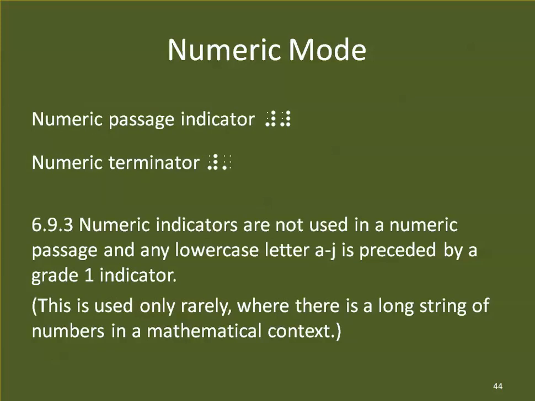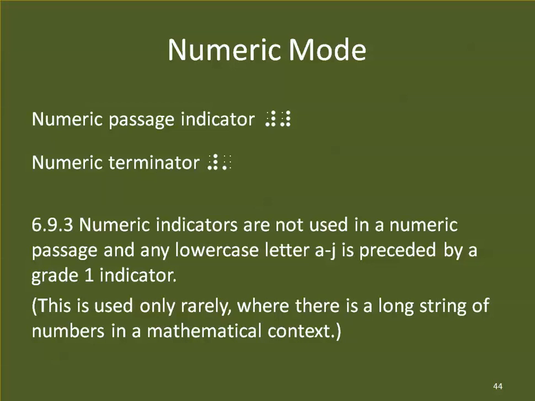Numeric passage indicator, this is an instance of me showing you what to do in order to tell you not to use it, if that makes any sense. So the numeric passage indicator, I just want you to be aware of its existence, so that if you're flipping through the code book, you don't think, oh look, a numeric passage indicator, I should be using that. Numeric passage indicator uses two cells of dots 3, 4, 5, 6, and is terminated with dots 3, 4, 5, 6, and the dot 3 to terminate it.